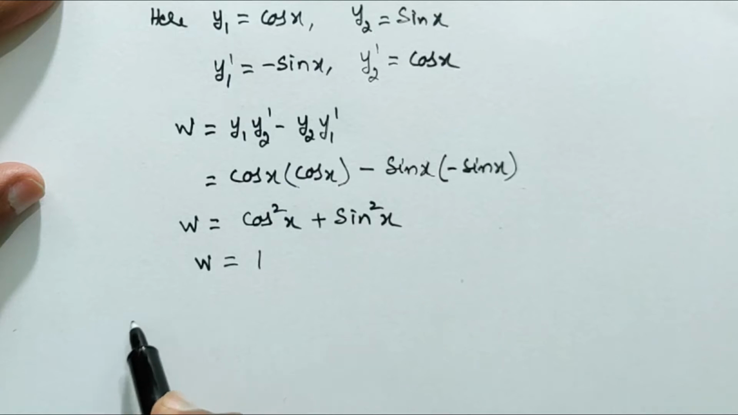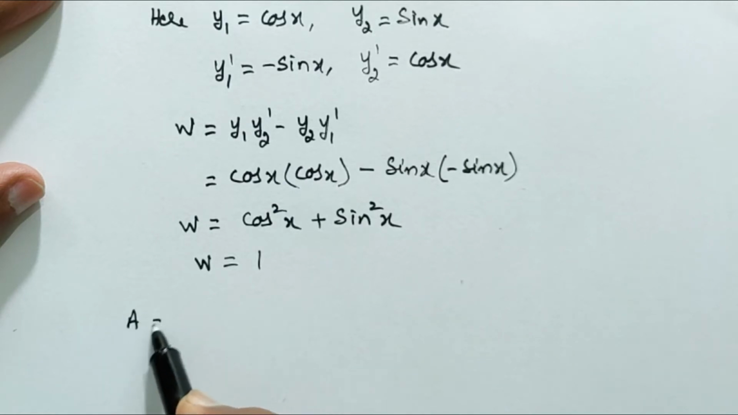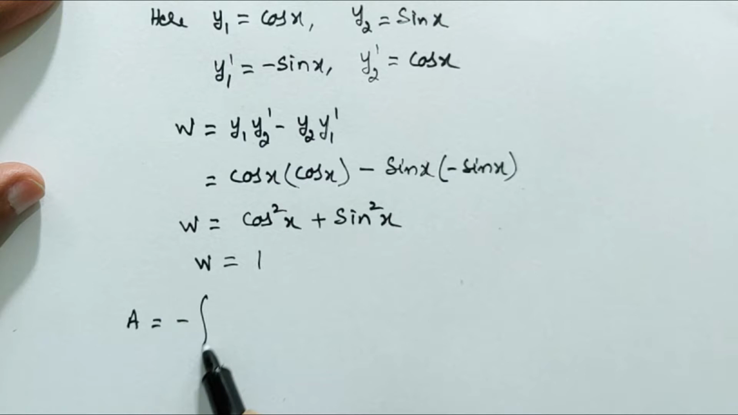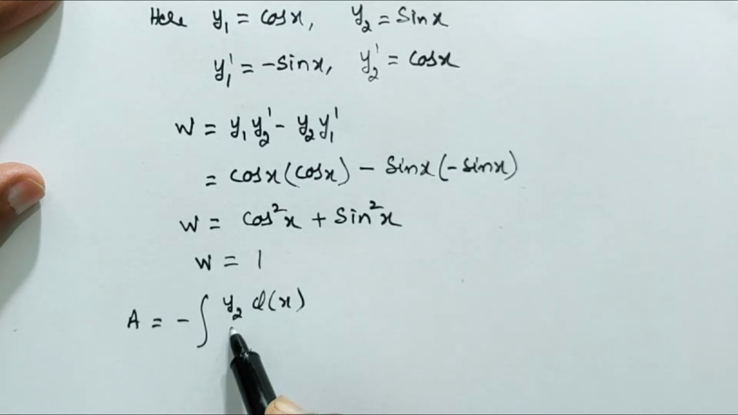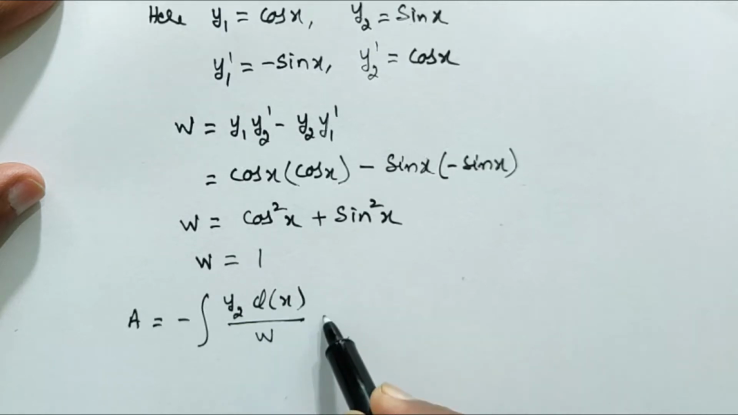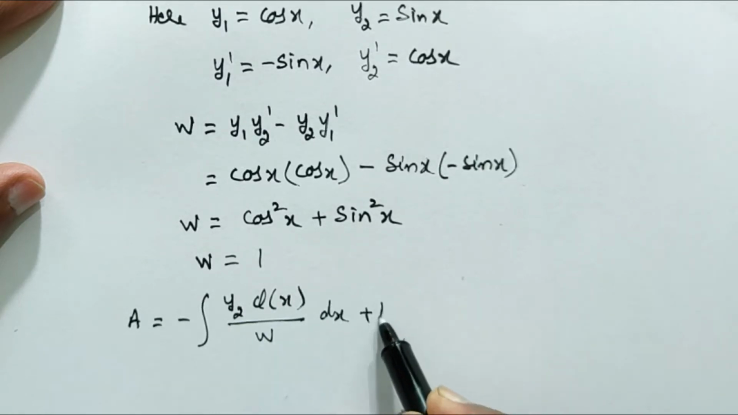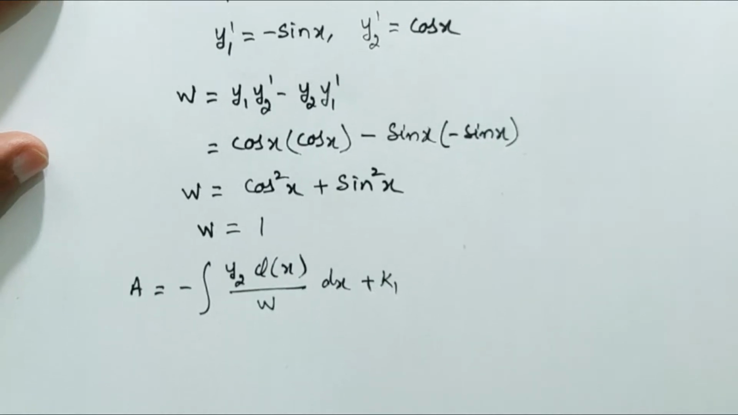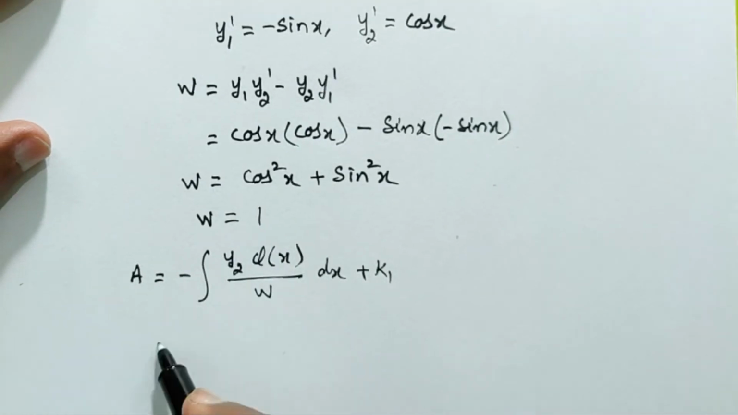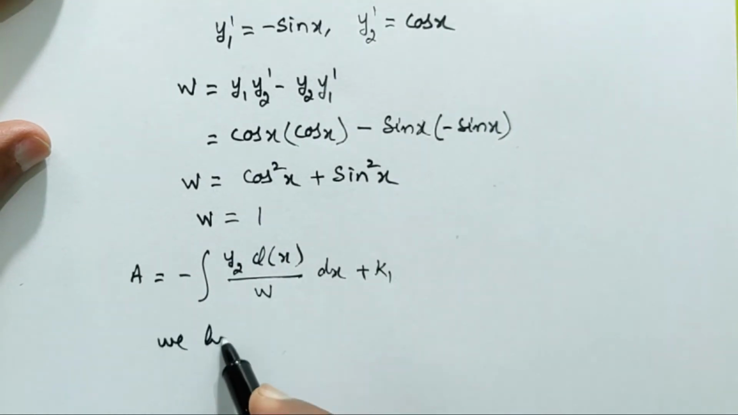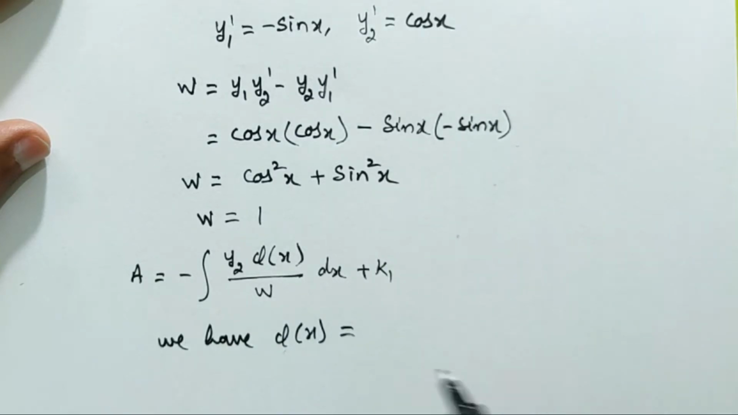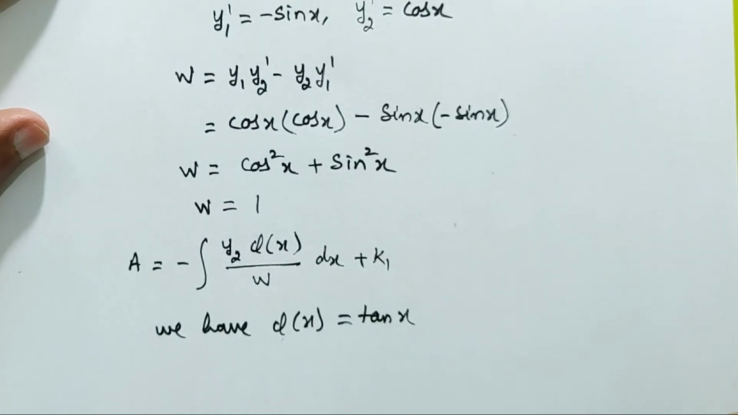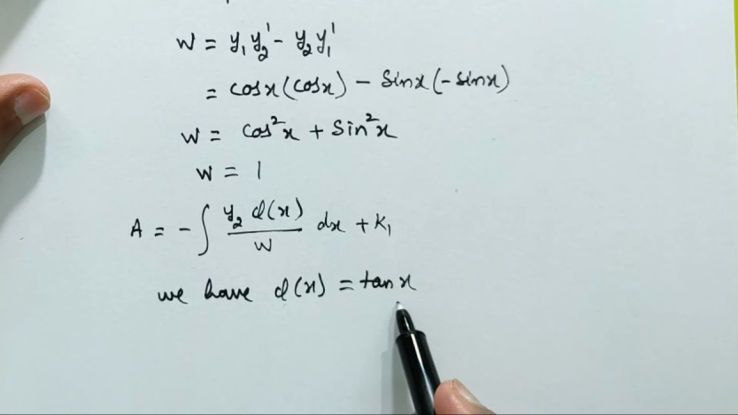Now we'll try to find the values of A and B. The value of A will be minus integral of y2 into f of x divided by W dx plus the constant k1. The W value is known. We have the value of f of x, that is the right hand side of the equation, which is nothing but tan of x. You can see the right hand side of the equation is tan of x.